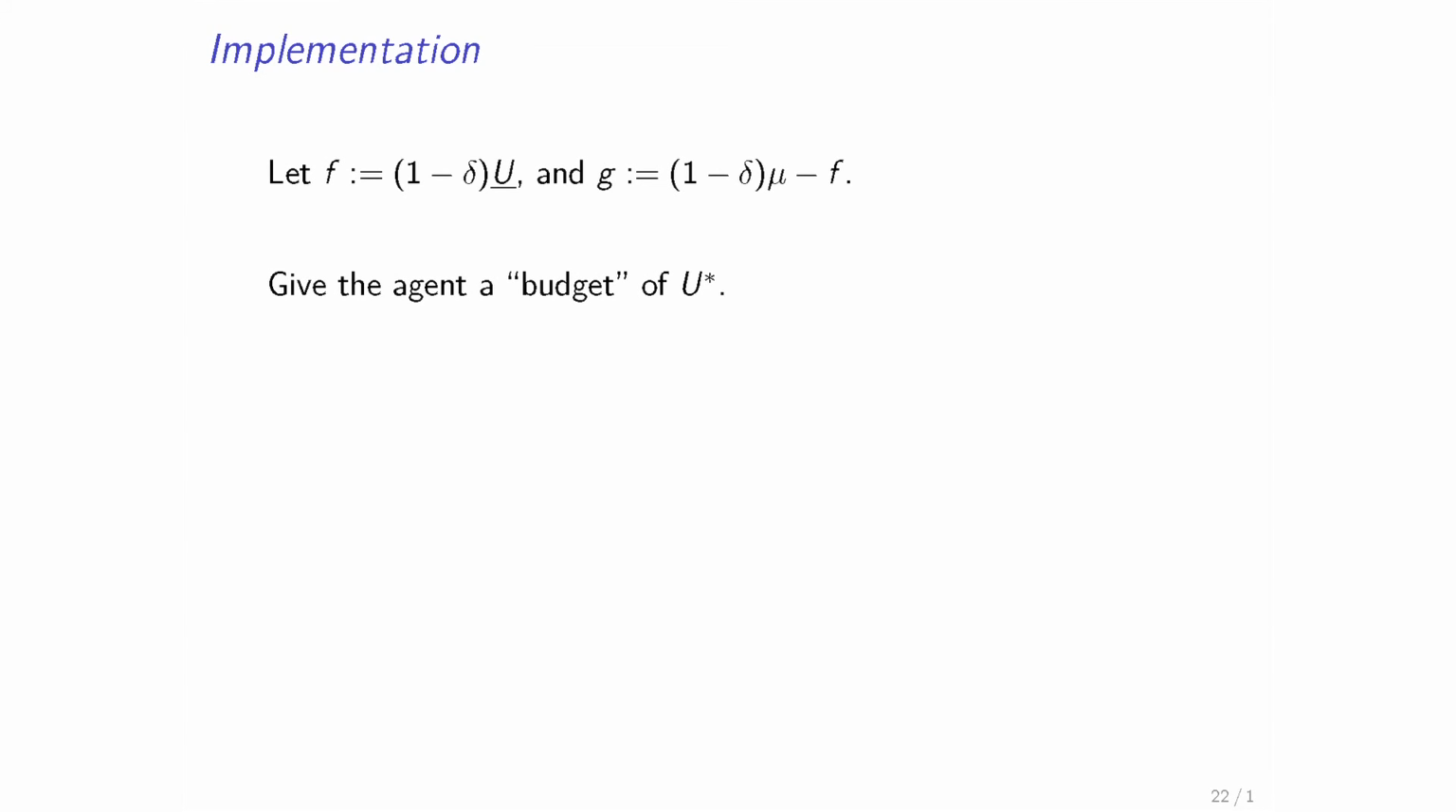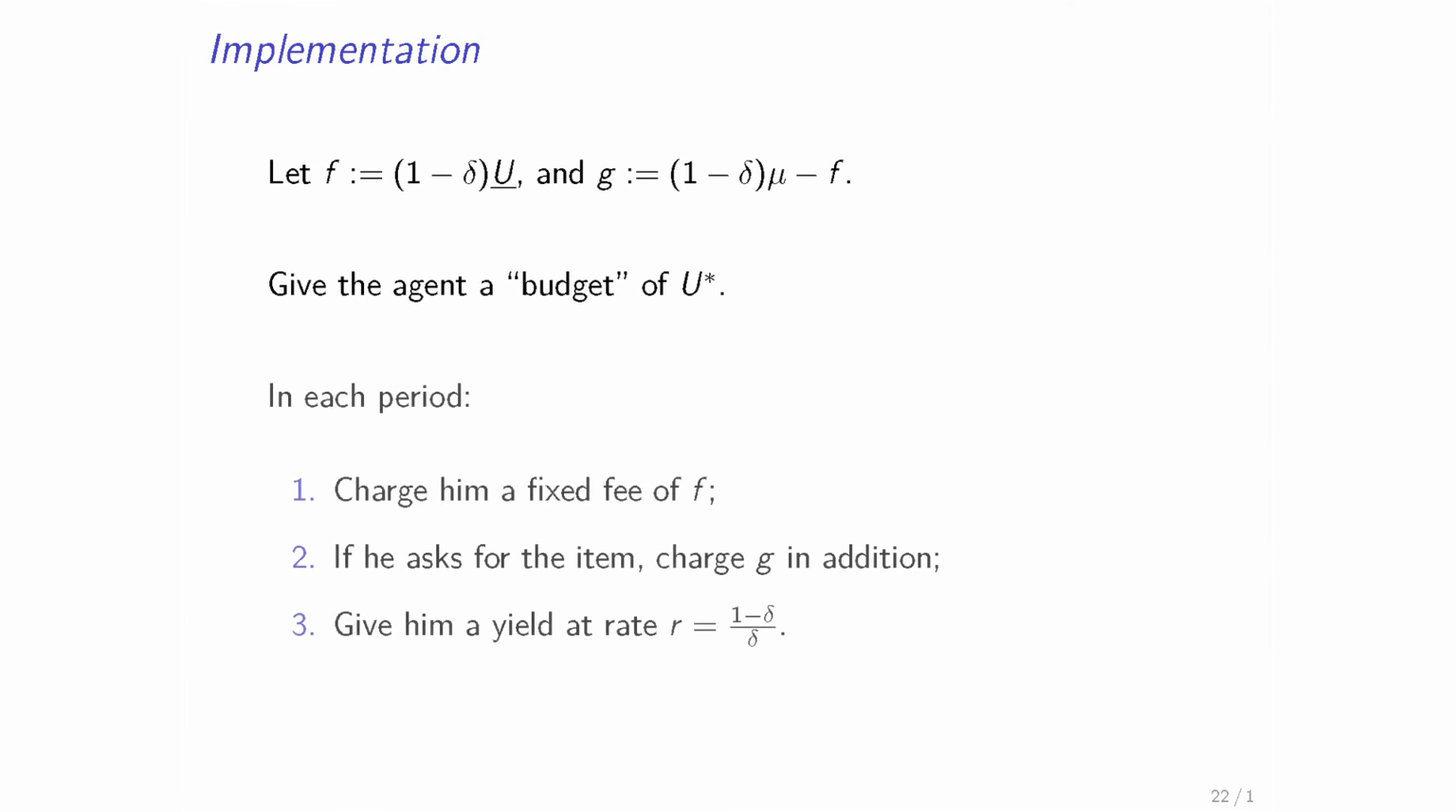So the way to implement it is very simple. The principal will give the agent a budget of U star. Now, at the very beginning of the period, he will charge this agent a fixed fee of f. And if the agent asks for the unit, he will charge this agent another fee, another price of g. And at the end of the period, he will give the agent an interest payment based on the agent's current budget.